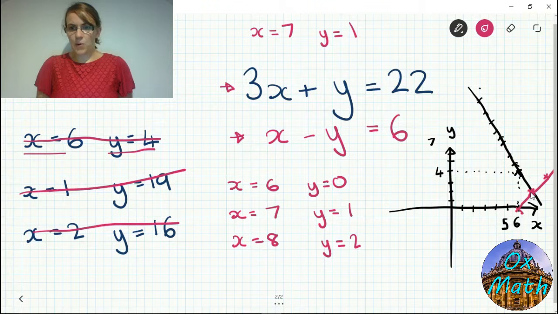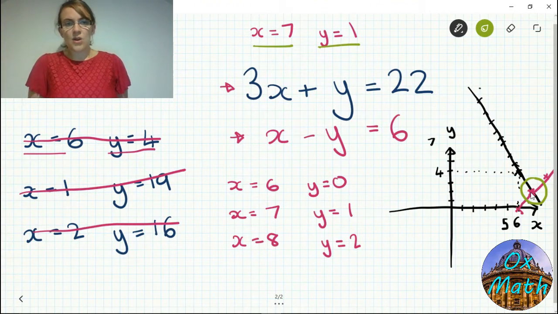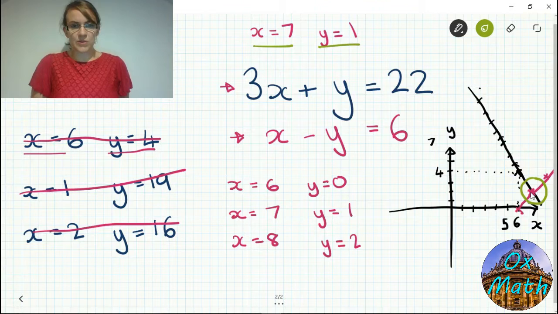So if you think about all of the solutions to the first equation being on the black line, all of the solutions to the second equation being on the pink line, there is actually only one place here. There's only one solution that works. So x is 7 and y is 1 would be the only solution that works. So the reason we couldn't solve it with just one equation is because we have two unknowns. We have two variables that we don't know the value of.